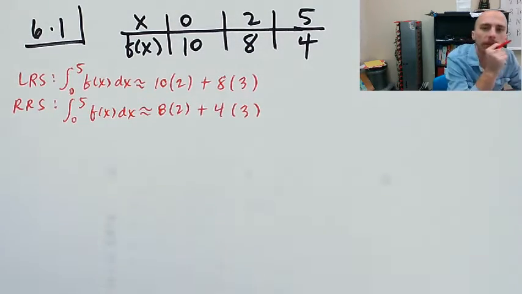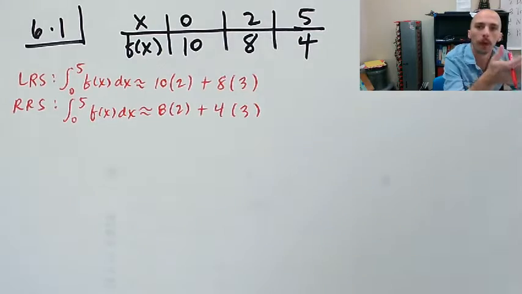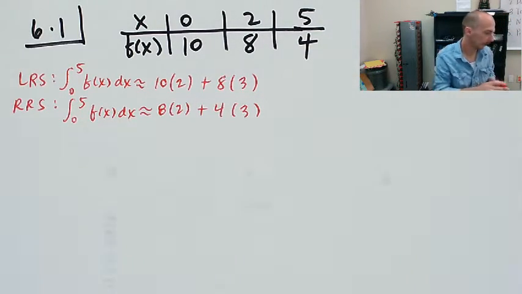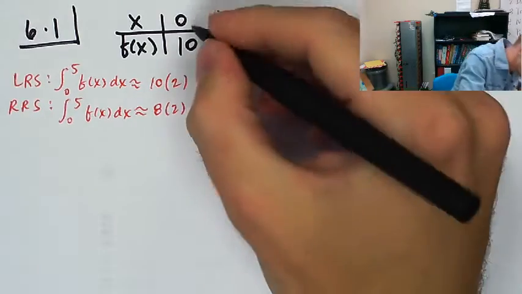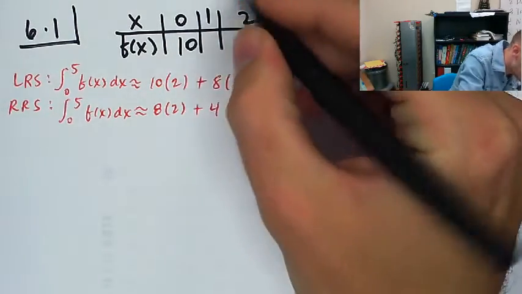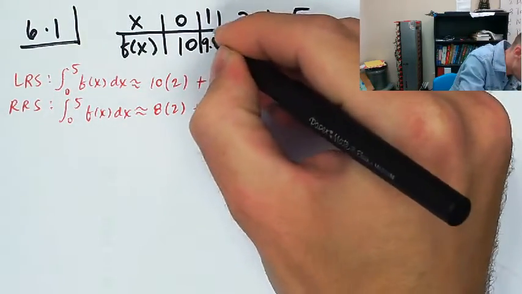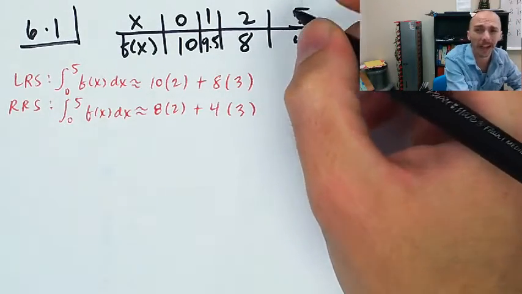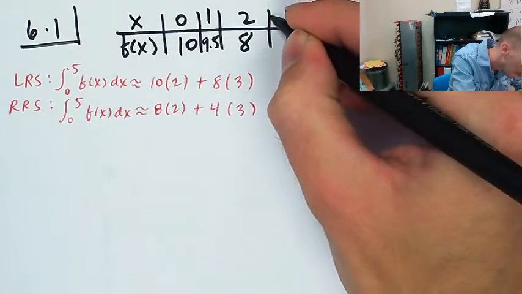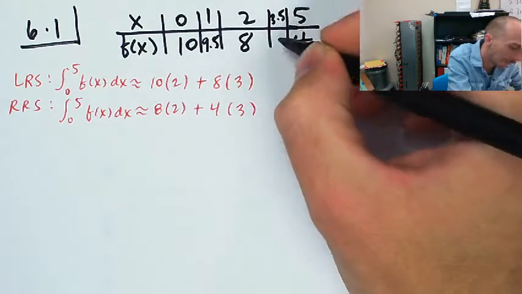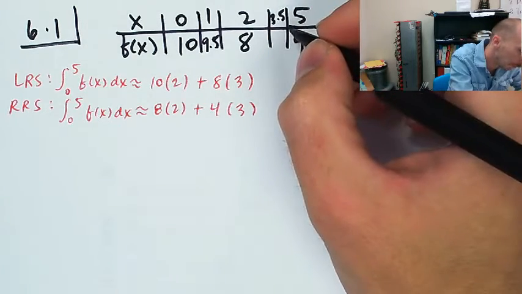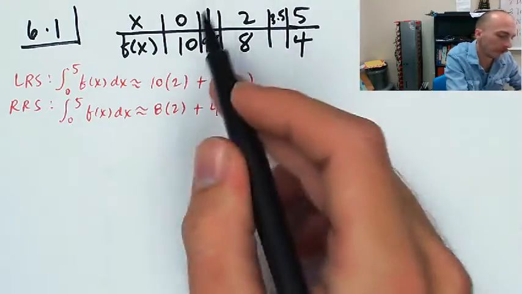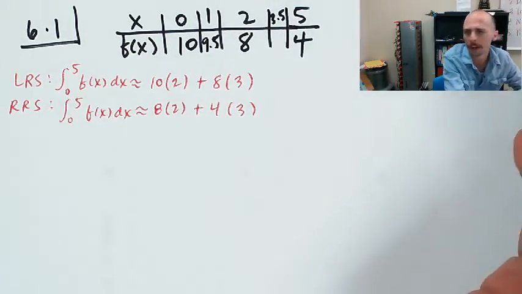All right, this table is not set up to do a midpoint Riemann sum. It would be if I had put in 1, and maybe that would be, I don't know, 9.5, and what would be halfway between 2 and 5? 3.5, I think. So if we had 3.5, then we could do the midpoint Riemann sum, with still the subintervals 0 to 2 and 2 to 5.